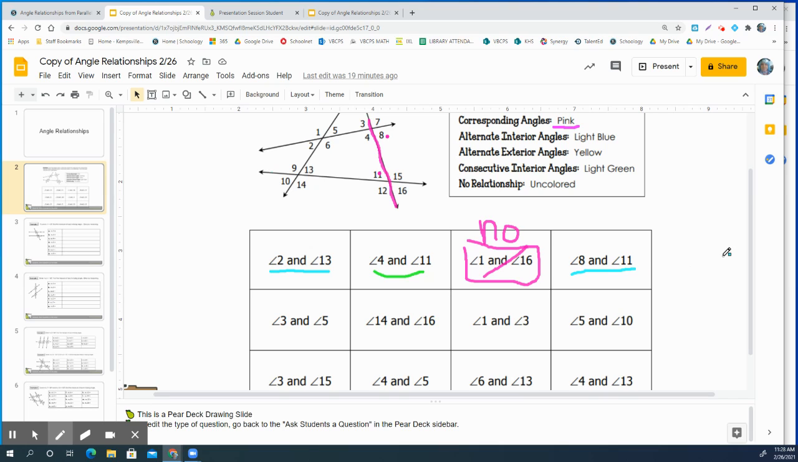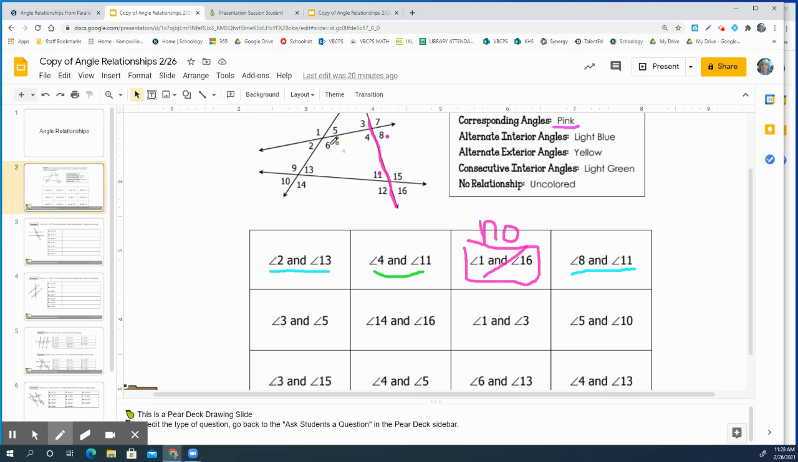Okay. Did anybody find any corresponding? So we've got none. We've got the light blue, alternate interior. We've got same side, but we don't have alternate exterior and we don't have corresponding. So anybody find an alternate exterior or a corresponding?